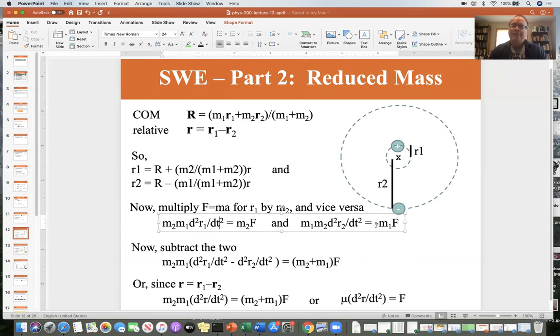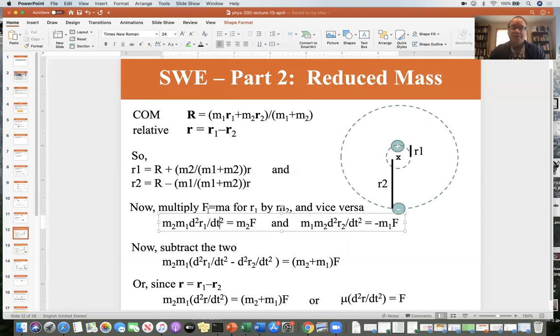Notice there's a negative sign in front because the force on object 1 due to object 2 this way is the opposite of the force of object 2 on object 1 this way. Those vector forces are in opposite directions, so we need a negative sign right here. Again, we multiply both sides by m1.